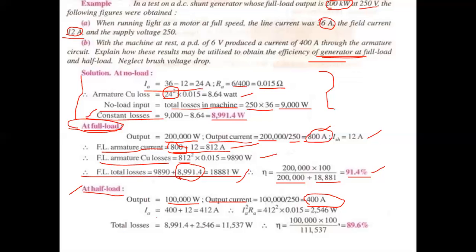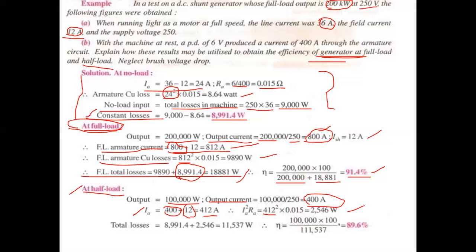Then again the steps are repeated. We have to calculate armature current for half load, which is equal to 400 amperes plus shunt field current. I am adding here because it is asking for the efficiency of the generator at half load, and by KCL I am adding these two. I am getting 412 amperes. Then I will calculate the armature copper losses at half load. Ia square Ra will give the half load armature copper losses. This is the half load armature current squared with the armature resistance 0.015, which gives 2546 watts.